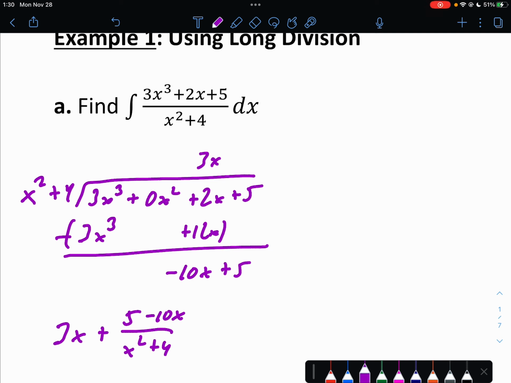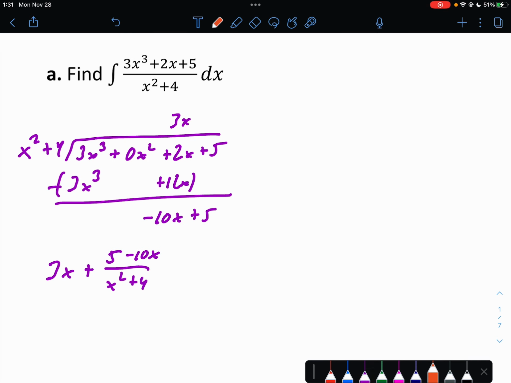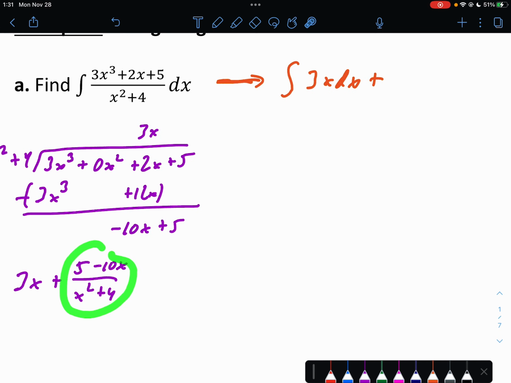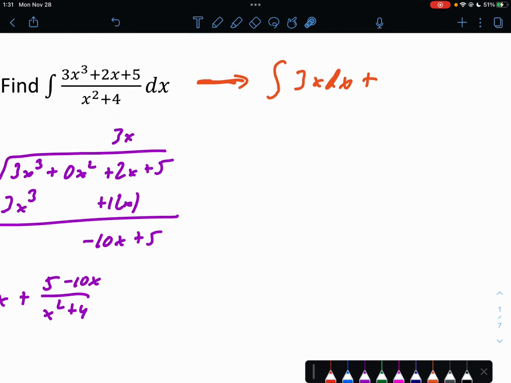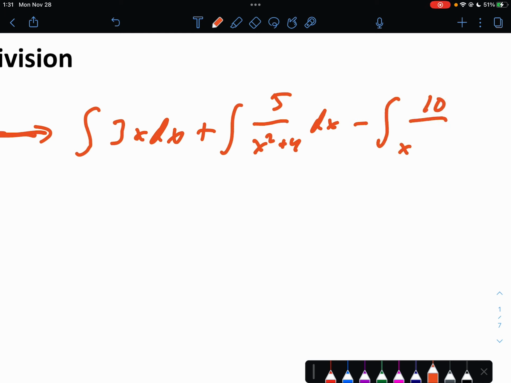Okay, so now, the reason why we do that here is now we can integrate separately. Okay? So now I can make this an integral of 3x dx plus the integral of, and I could do all this in one, or I could split it up into multiple integrals. So I'm going to do 5 over x squared plus 4 dx minus 10x over x squared plus 4 dx.